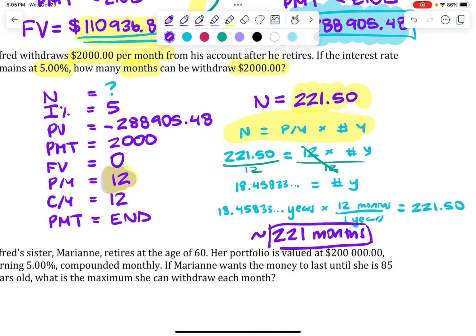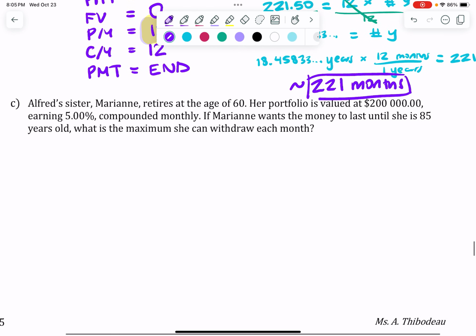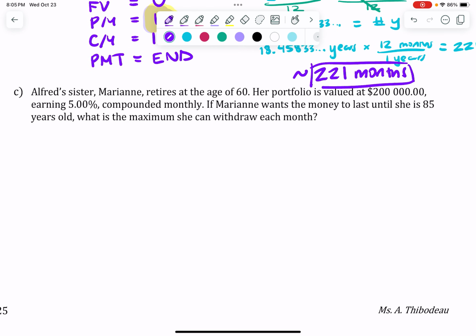Speaking of parts, we have part 3, or part C. We have Alfred's sister, Marianne. She retires at age 60. Her portfolio is valued at $200,000, earning 5% compounded monthly. If Marianne wants to make the money last until she's 85 years old, what is the maximum she can withdraw each month? Okay, now we're starting to talk about Marianne.